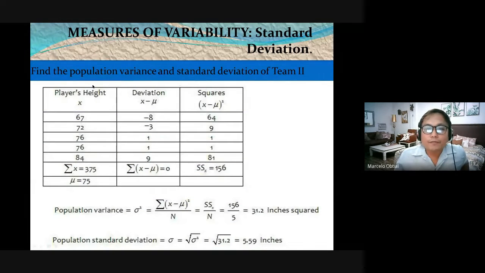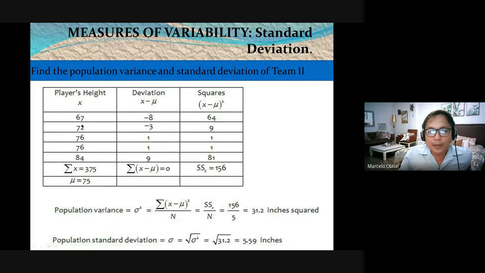Find the population variance and standard deviation of team 2. Again, you first get the average. It happens that the average of team 1 and team 2 are the same. After that, you get the difference between each datum and the average. So 67 minus 75 will give you negative 8. 72 minus 75 will give you negative 3. 76 minus 75 will give you 1. Then 84 minus 75 will give you 9. If you add them, I told you, that should equal 0. So it should be 0.